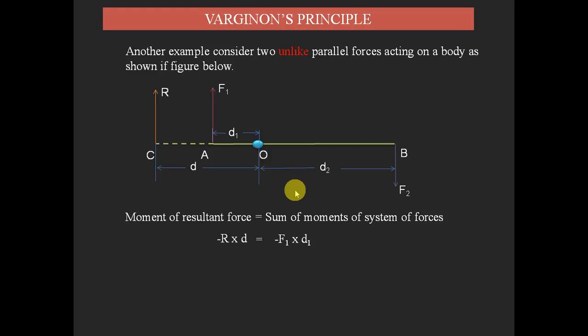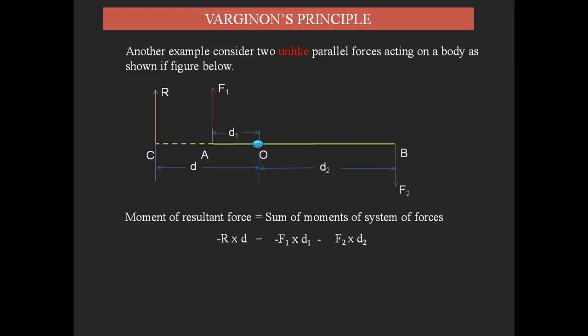So minus F1 into d1 is the moment of the force F1 with respect to the point O, and again the other force is F2, which produces again a clockwise movement. So again it is a negative sign, so minus F2 into the perpendicular distance, that is d2 from point O. This is the way of writing the Varignon's principle for two unlike parallel forces, opposite forces acting on a body.